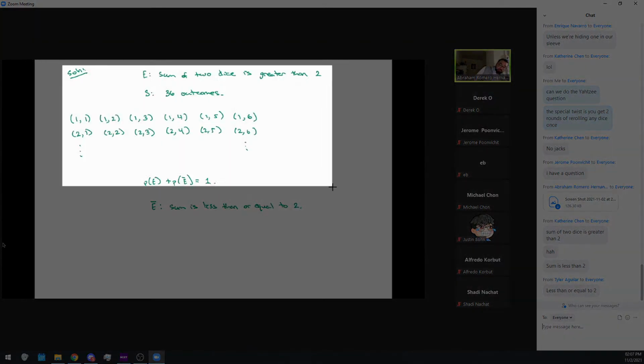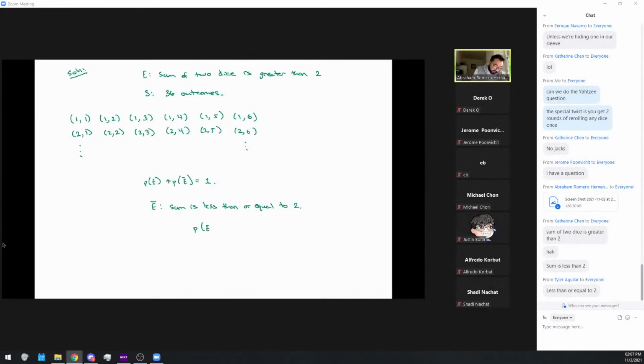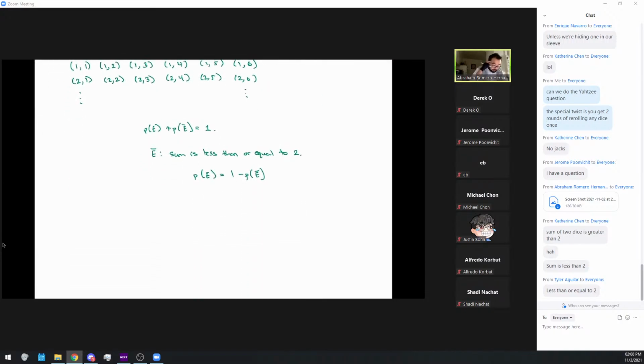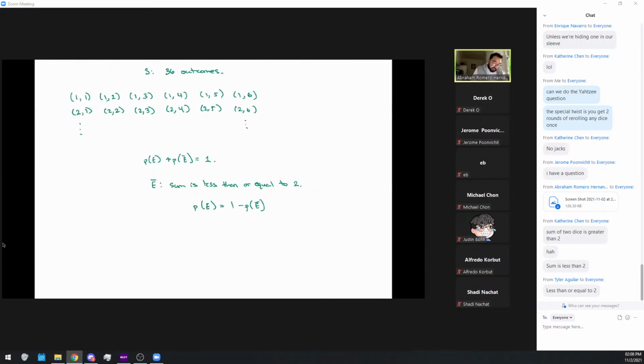and subtract it from 1, meaning P of E is equal to 1 minus P of E bar, that's going to help me find P of E, right? Because I already know this is true by this theorem. So if I find the probability of the complement instead, and subtract it from 1, it'll help me find P of E. And actually, this one might be a little bit quicker.